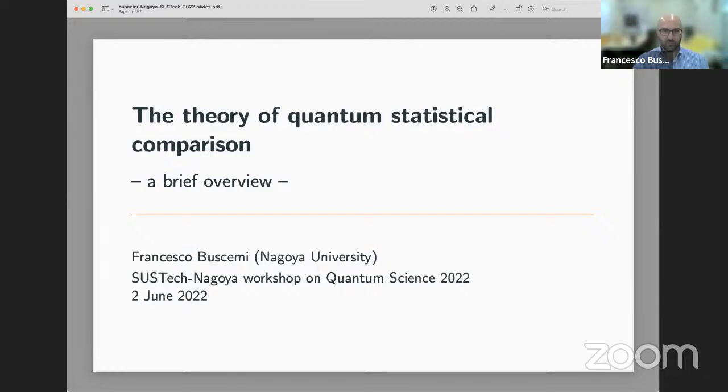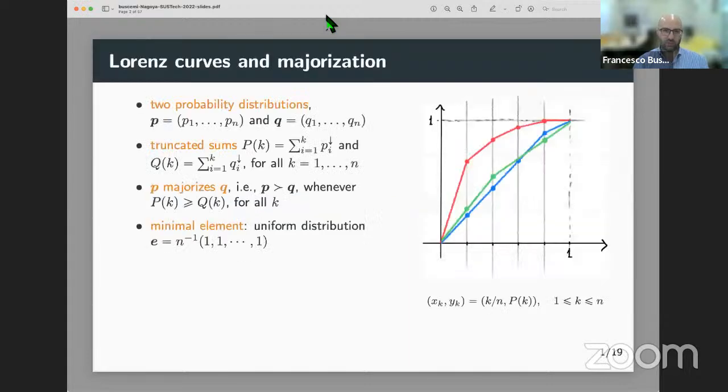So the beginning of the theory of statistical comparison, even before the quantum theory of statistical comparison, is the theory of majorization. I'm sure that many of you have already seen this, but if there is someone that still hasn't seen the idea of majorization, I will briefly summarize its contents. So majorization is a pre-order that is used to essentially compare probability distributions.